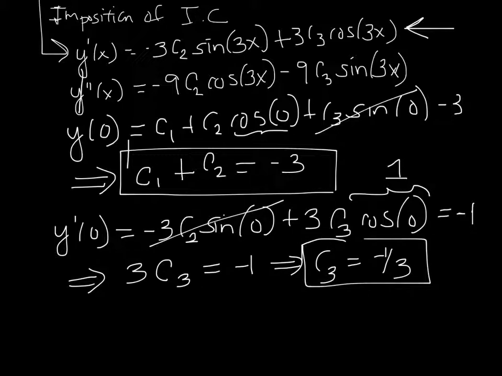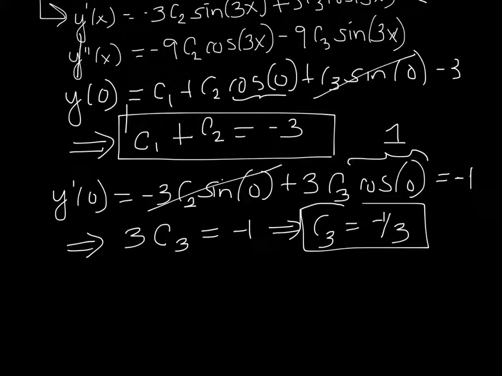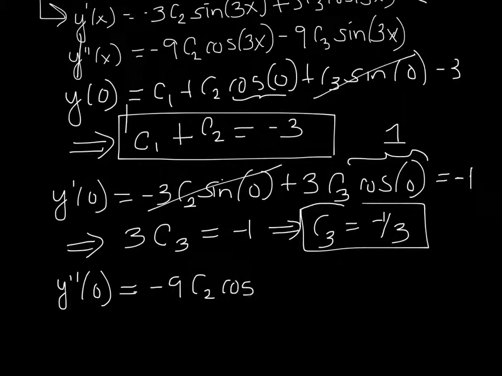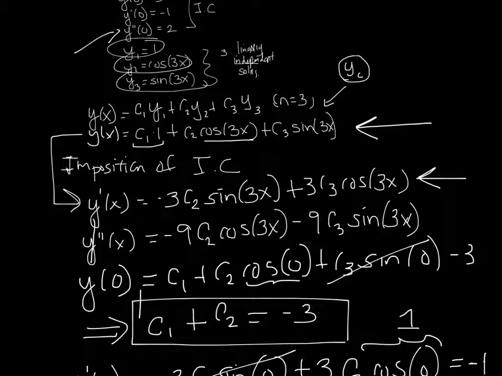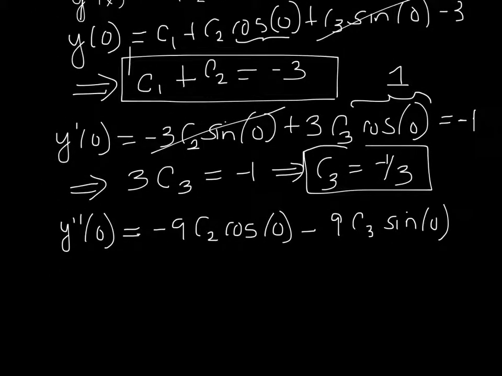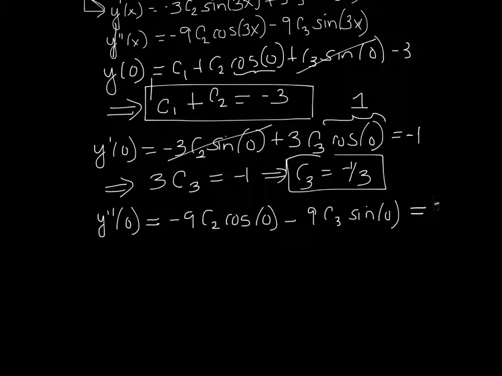Now let's use our last initial condition, which is y double prime of x. So y double prime of 0. Again, I'm using this guy right here. So we have equals -9 C2 cosine of 0 minus 9 C3 sine of 0. And y double prime of 0 equals 2, so this guy should give us 2.